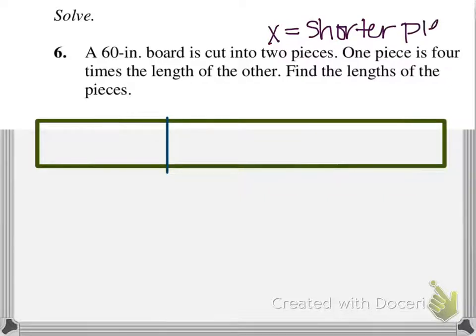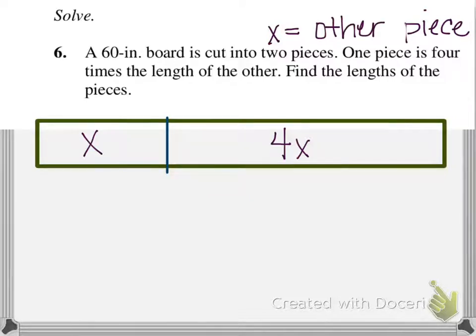The reason I know it's the shorter piece is if it's 4 times, that means I'm multiplying, so that's the bigger piece. I'm multiplying the shorter piece to find my answer. So the shorter piece is going to be x, and the longer piece is 4 times the length of the other, so we have 4x. And maybe instead of shorter piece, we call it the other piece, using the same term that's in the problem.